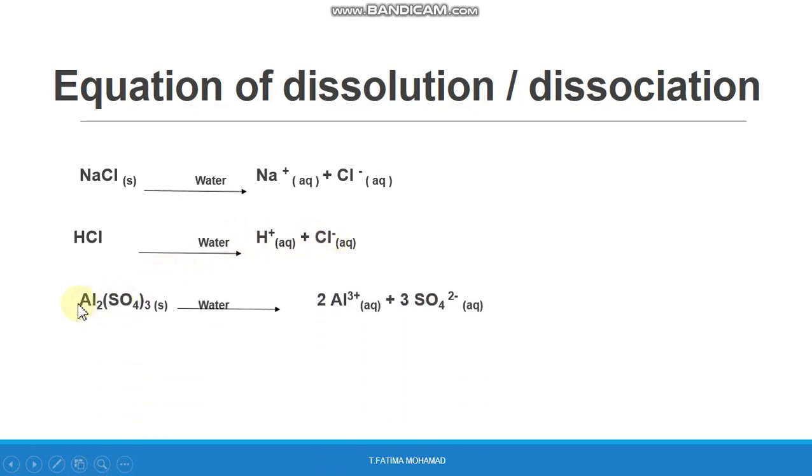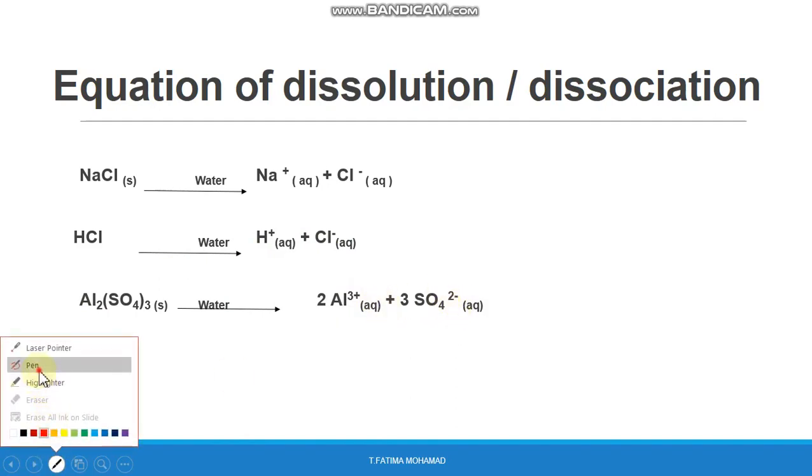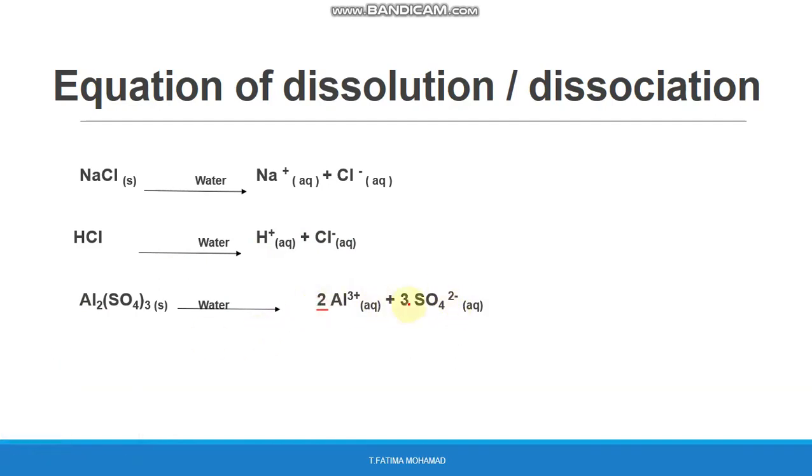And we have here aluminium sulfate, Al2(SO4)3. In the presence of water, it will dissociate into its ions, Al3+ and SO4 2-, and of course the equation should be balanced. Okay, you should write next to the ions aqueous.